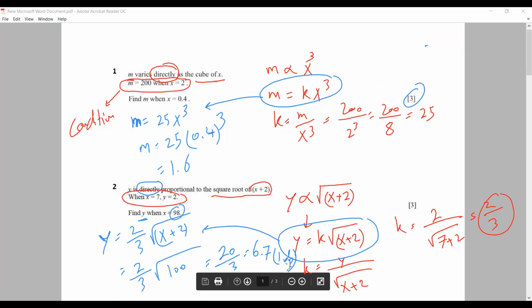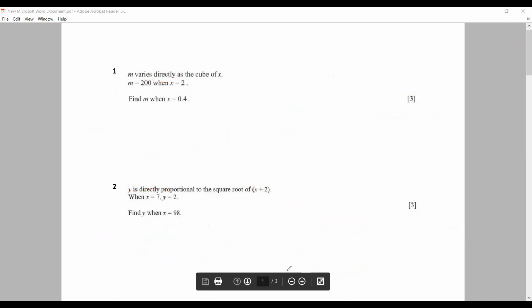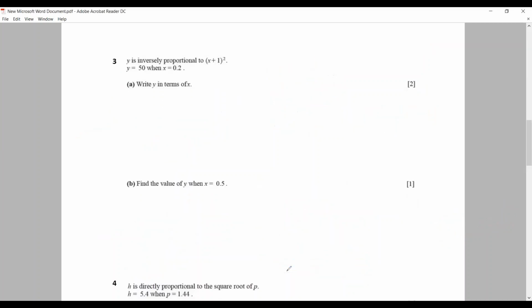Okay, moving on to the next question. Question number 3, again, the variables are x and y. However, this is inversely proportional. So read the question very carefully. These questions are really easy. You just have to read the question carefully and follow the instructions.